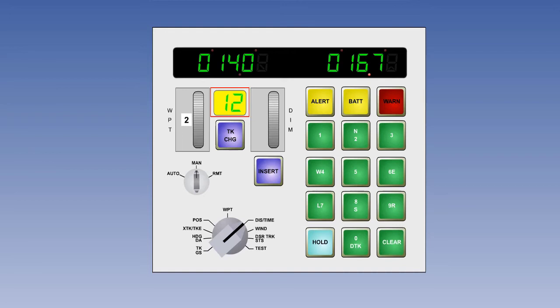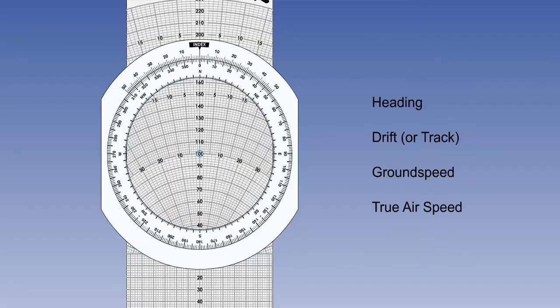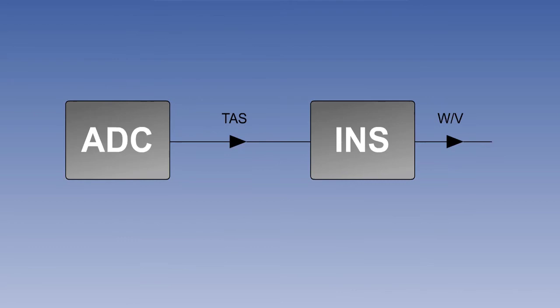With wind selected, the left window shows the wind direction to the nearest degree, and the right one shows the wind speed to the nearest knot. In order to calculate wind velocity, four inputs are required. These are heading, drift or track, ground speed, and true airspeed. The INS generates the first three itself. It is necessary to have an input of TAS from another source in order to calculate wind velocity. On its own, INS has no facility for calculating TAS. However, any aircraft which has an avionics suite sophisticated enough to include an INS will also include an air data computer, which will provide the TAS to the INS.